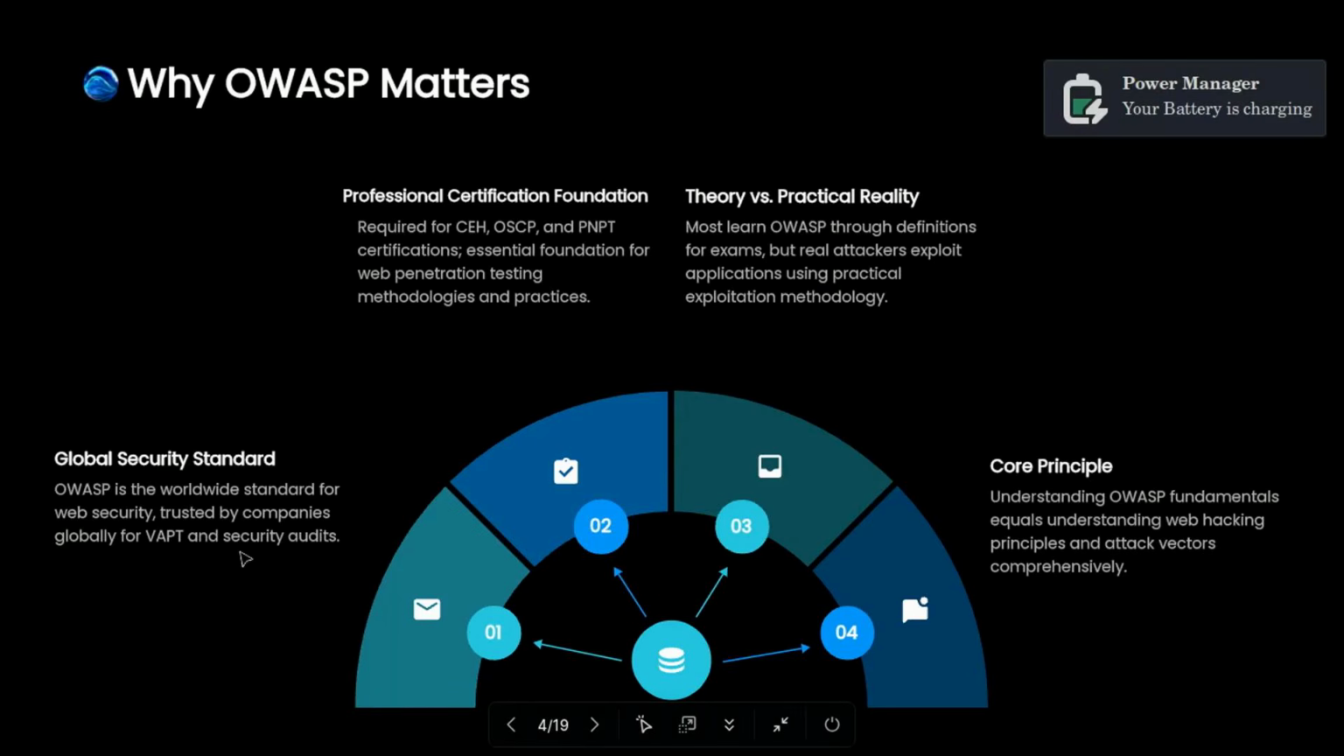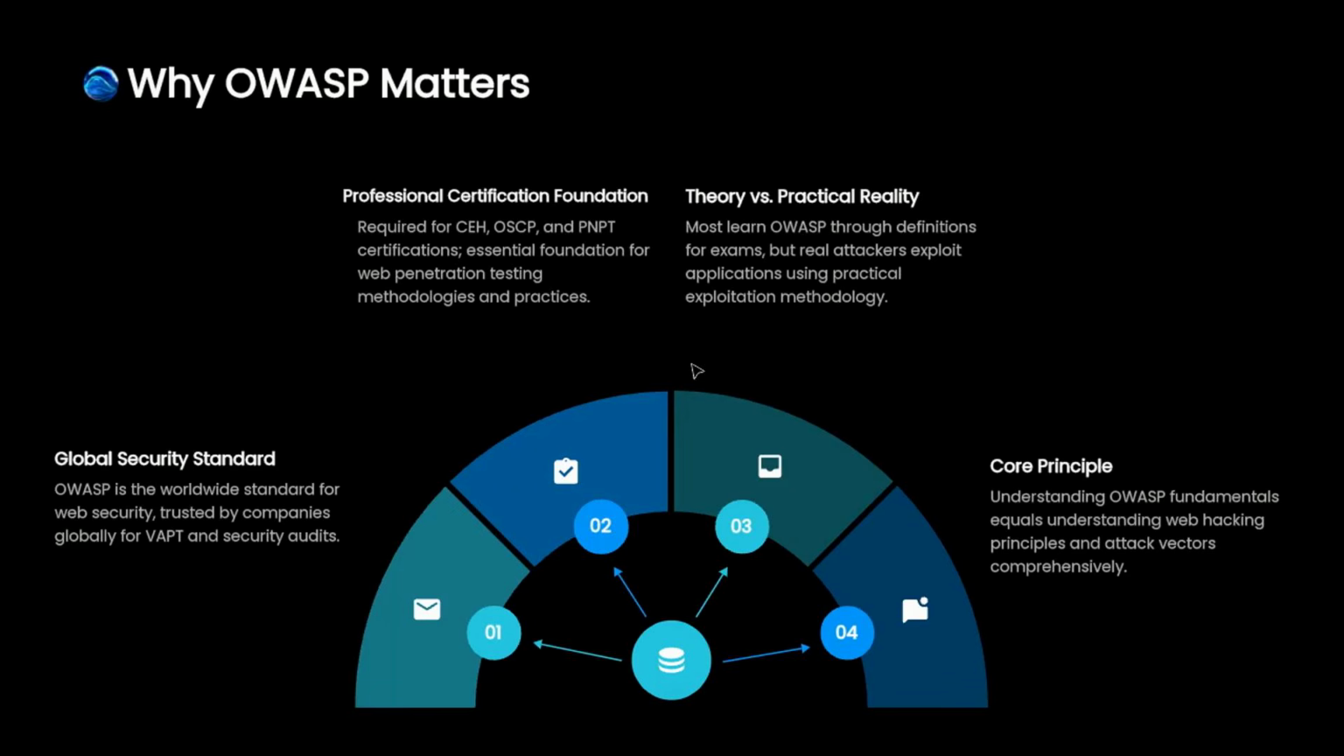For those who don't know, VAPT refers to vulnerability assessment and penetration testing. This OWASP knowledge is not only applicable to web application penetration testing, it is also required in CEH, OSCP, and PNPT, and trusted by most penetration testers, auditors, and developers. If you understand the OWASP Top 10, you understand how the internet gets hacked.